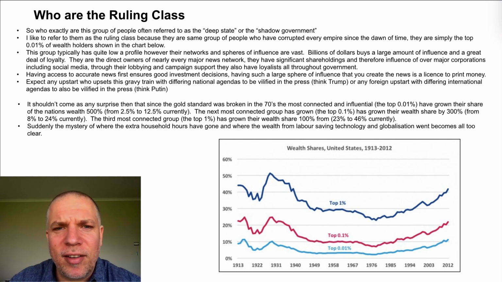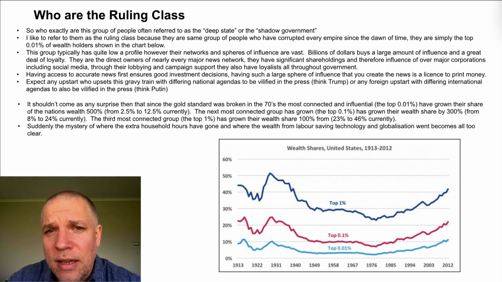And also, these guys are pretty arrogant. They're used to getting their way. So when an upstart comes along like Donald Trump and completely throws a spanner in the works, expect the media outlets which they own to vilify them completely. And indeed, that's what you see. And not just nationally, but on the international stage.